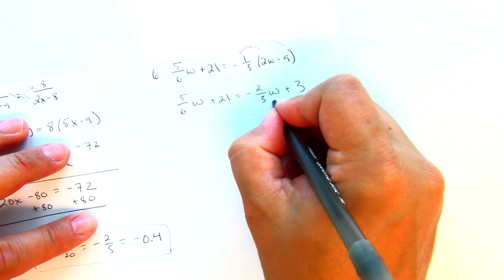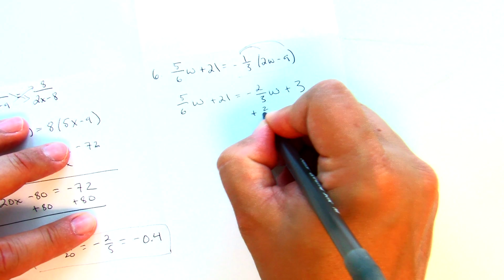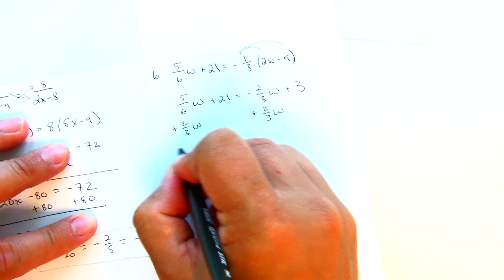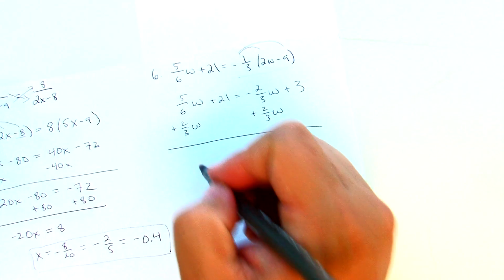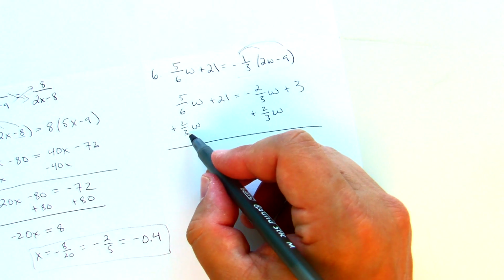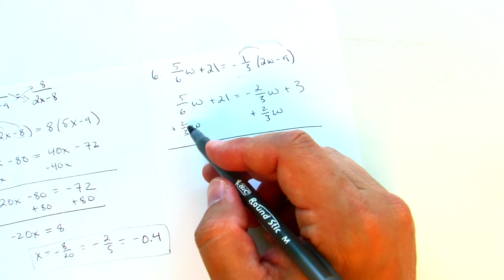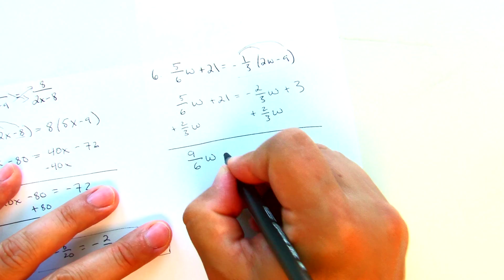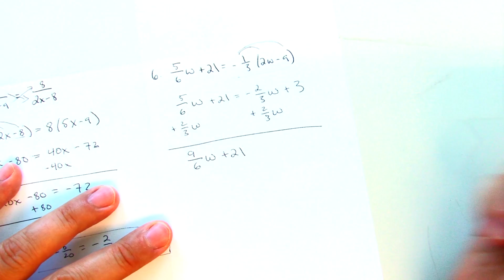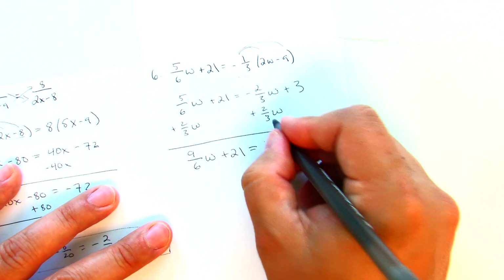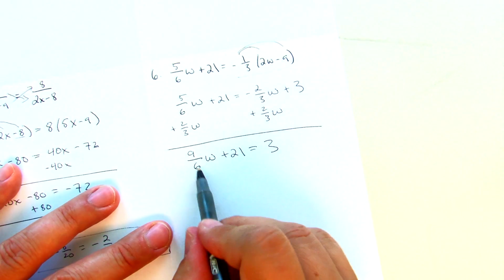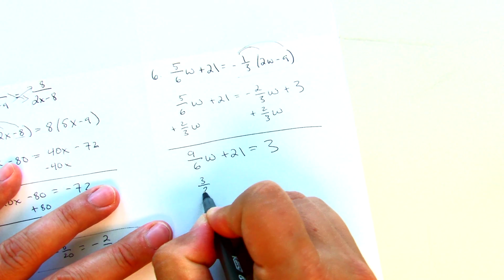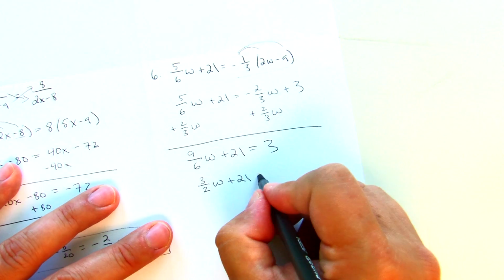Okay. We'll do the same thing. We're going to get rid of the negative 2/3 by putting it onto the left-hand side, so we'll add 2/3 w to this side. Now, 5/6 and 2/3. 2/3 is the same as 4/6. So 5/6 and 4/6 is 9/6. If you need a little refresher on that, I'll point you in the right direction, just let me know. Now, 9/6, we can simplify that. These are both divisible by 3, so we end up with 3/2 w plus 21 equals 3.